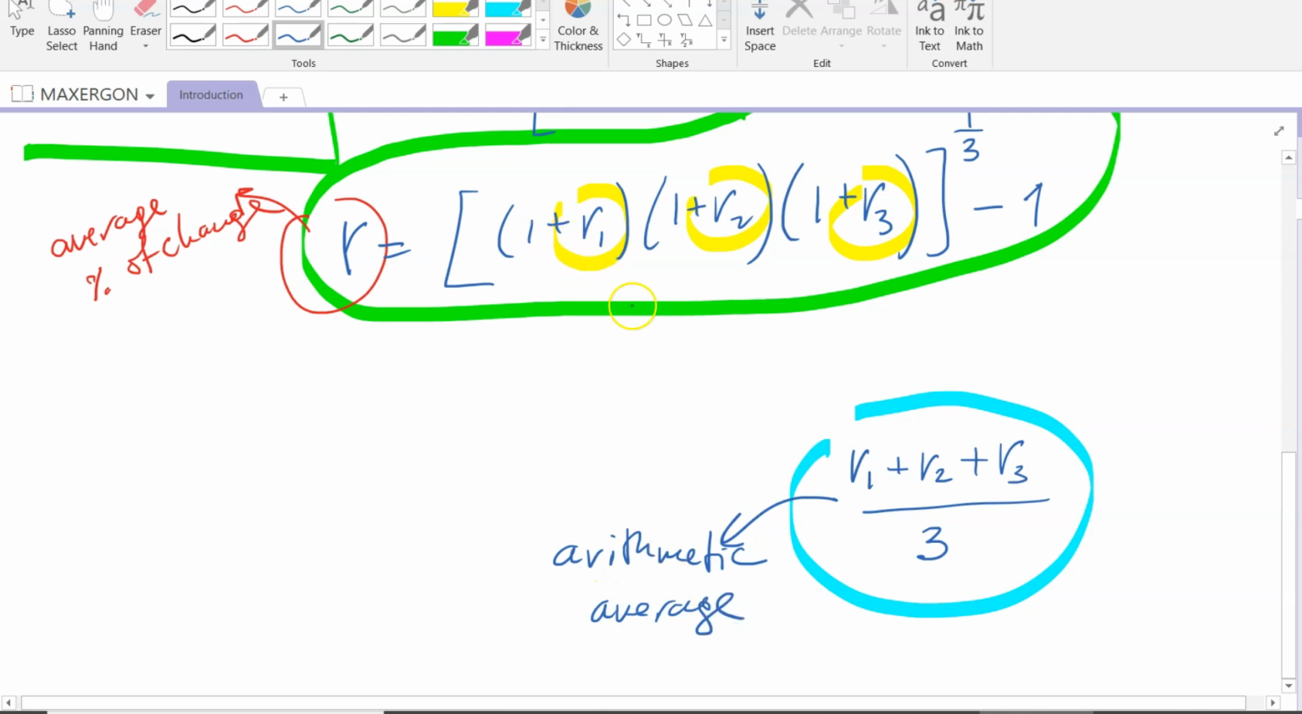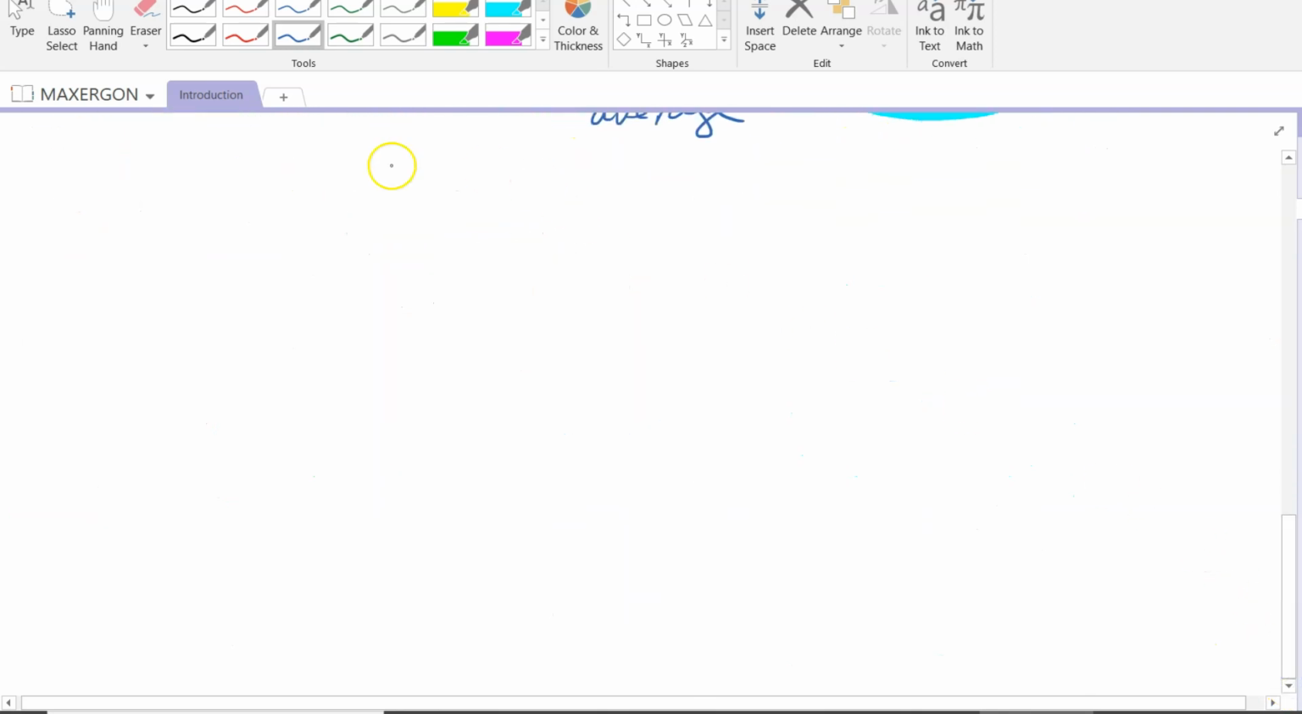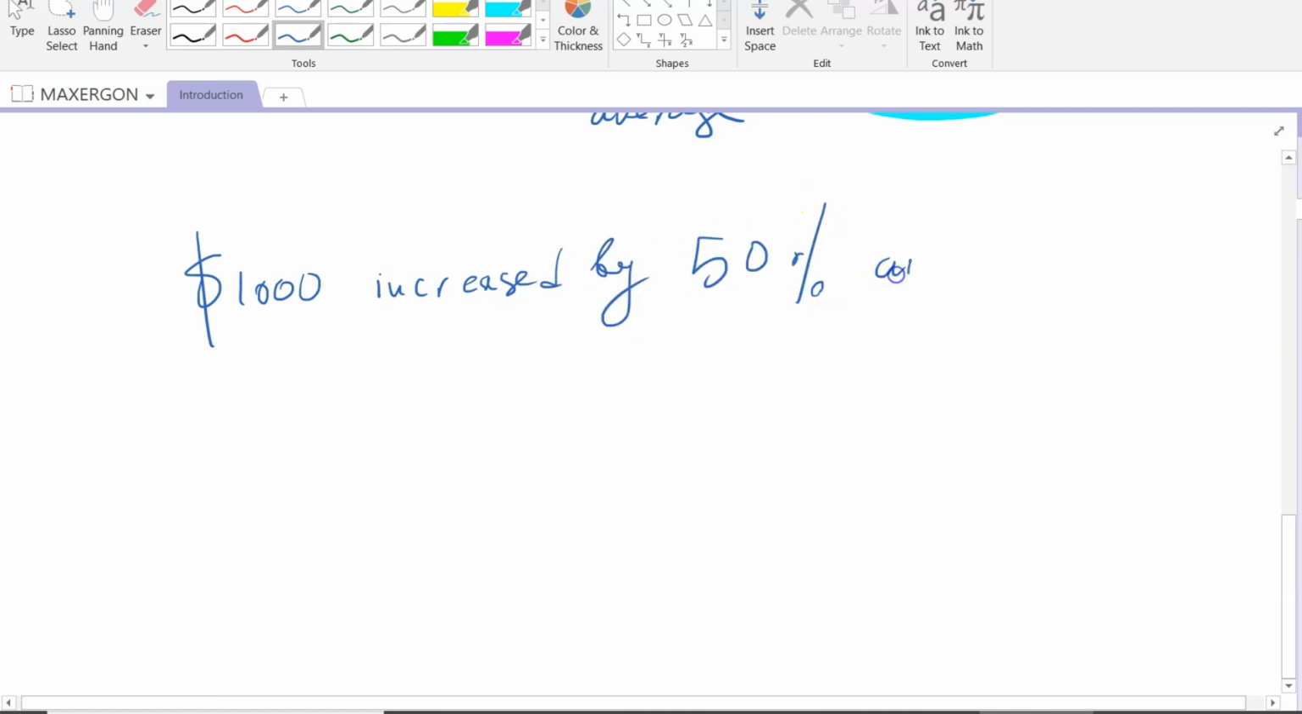Which does not have the same meaning as the one we are going after in this exploration. To clarify this, let's have a simple example. $1,000 increased by 50% and then by 30%. So what is the average percent of increase?